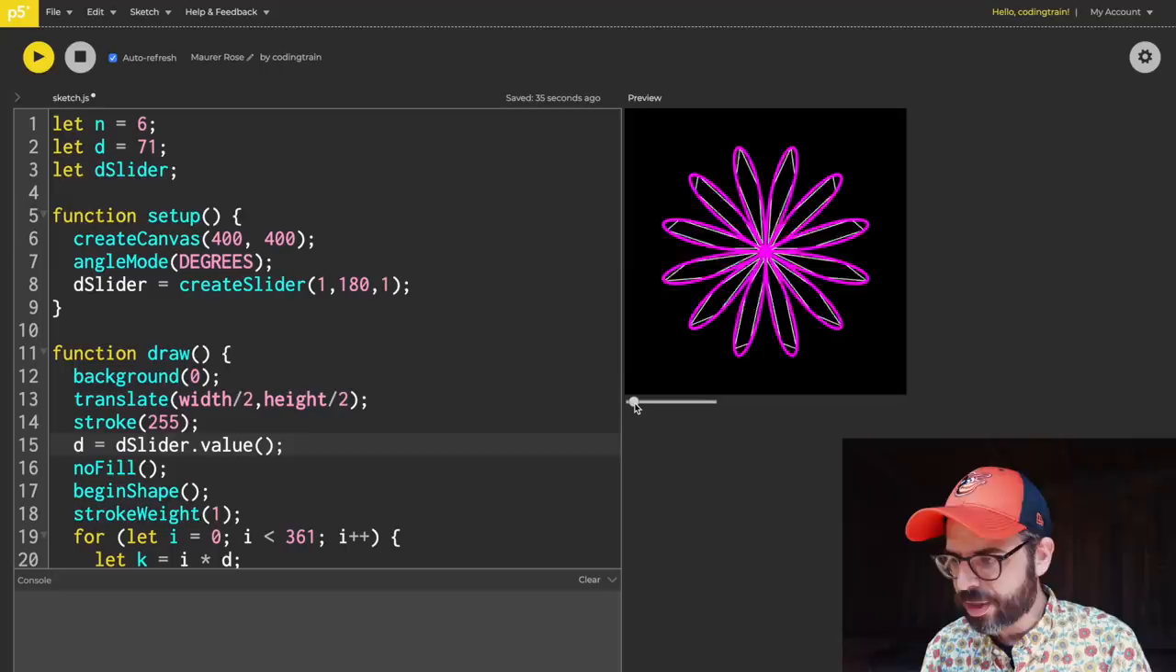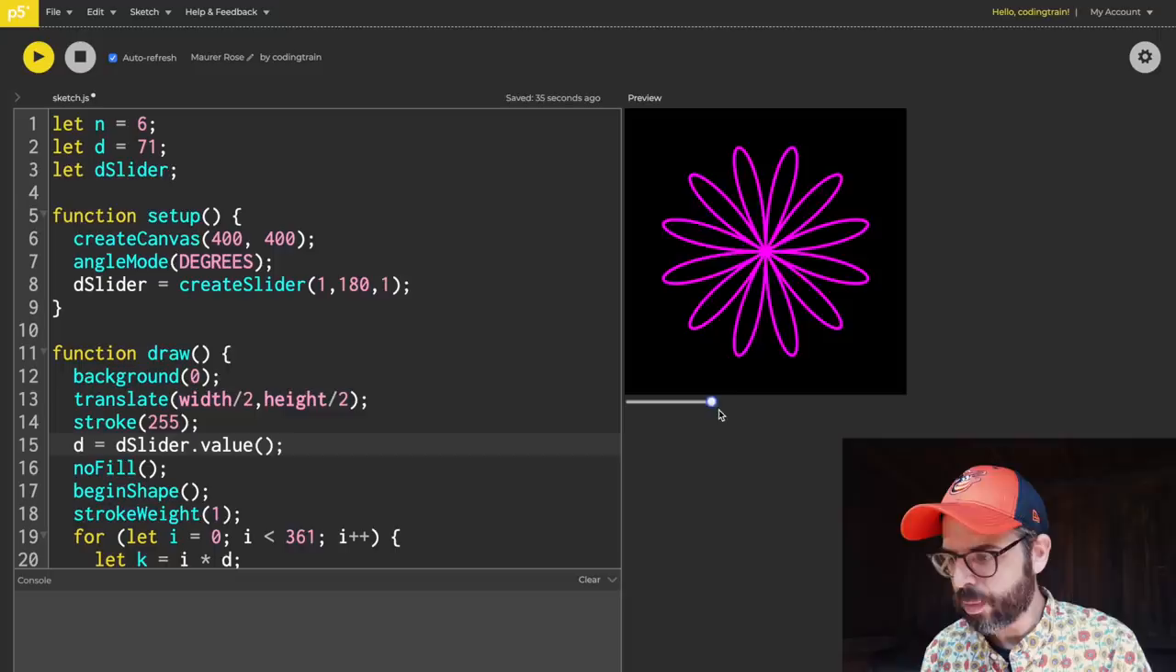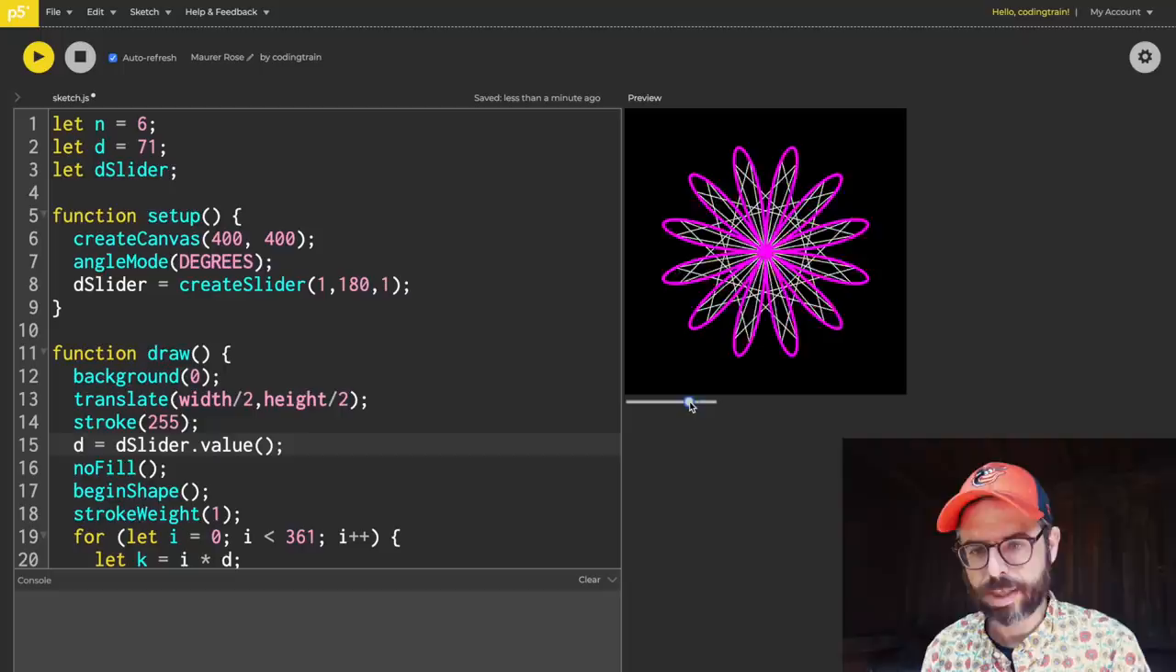And if I start to increase it, you can see the pattern starting to emerge there. And if I get all the way up to 100. So I guess there was sort of a sweet spot in there, which was 71. All right, so that's pretty interesting.